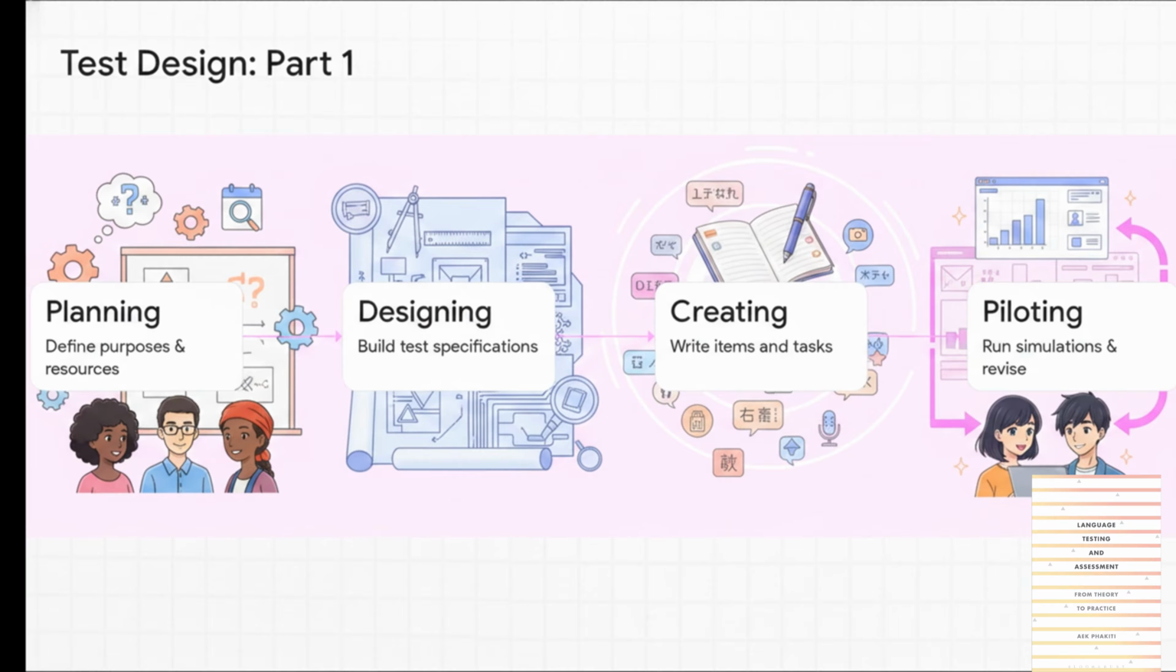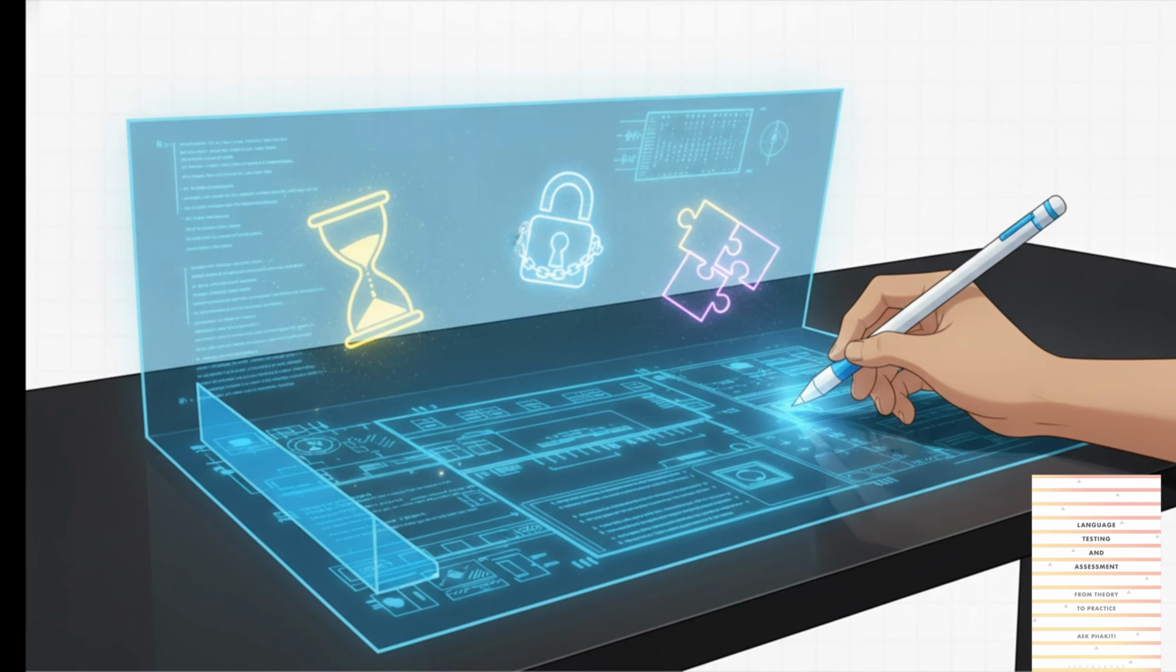This is running simulations to see if the questions are too easy, too hard, or just plain confusing. And keep in mind, this is an incredibly iterative process. Tweaking just one single question in the piloting stage can force designers to go all the way back and adjust their initial planning. Now, right in the middle of that process is something absolutely crucial: the blueprint, or as it's formally called, the test specifications.